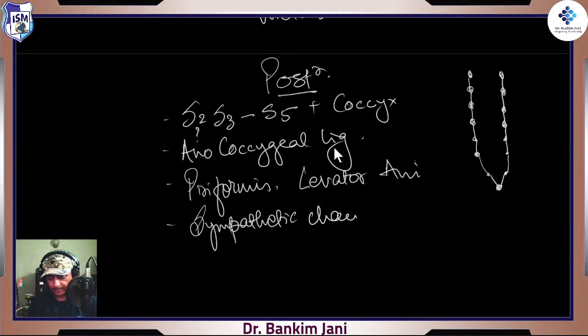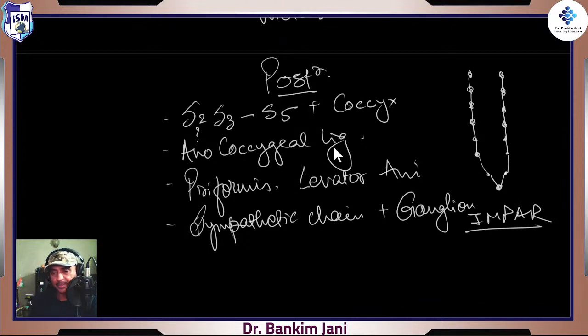Sympathetic chain, but plus we'll write ganglion impar. Now this impar means what? The meaning of impar is something which is odd. Now it makes sense, right? Because everything else is paired. This is the only ganglion which is unpaired, which is single. So this is the only unpaired autonomic ganglion in the entire body, right?